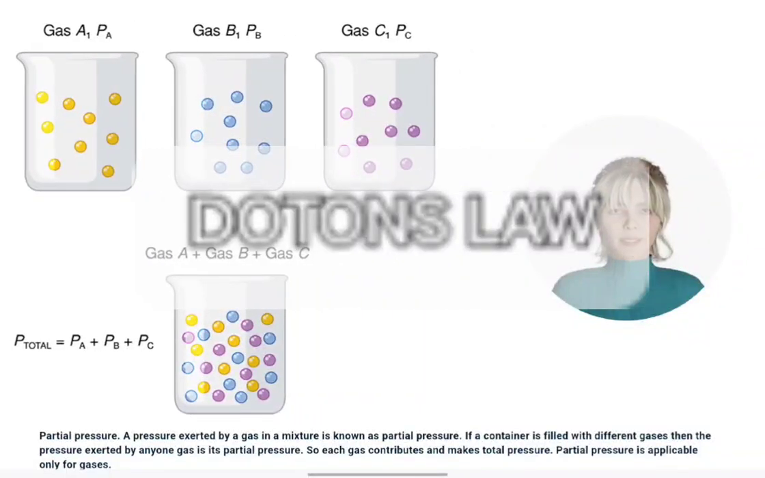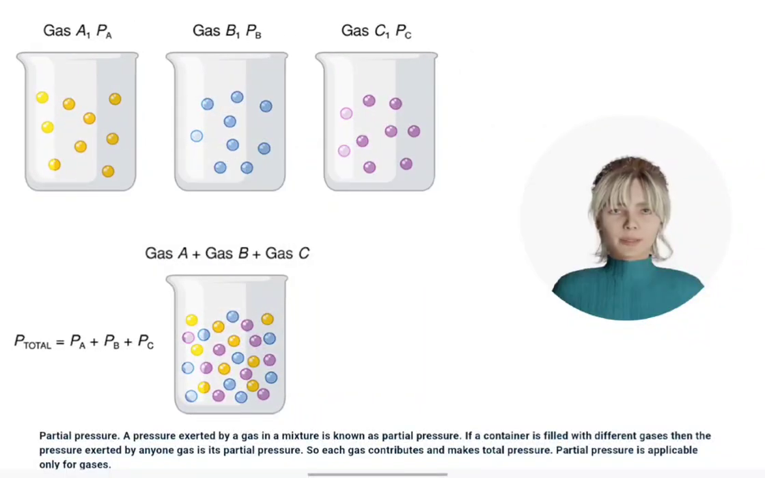A pressure exerted by a gas in a mixture is known as partial pressure. If a container is filled with different gases, then the pressure exerted by any one gas is its partial pressure. So each gas contributes and makes total pressure. Partial pressure is applicable only for gases.